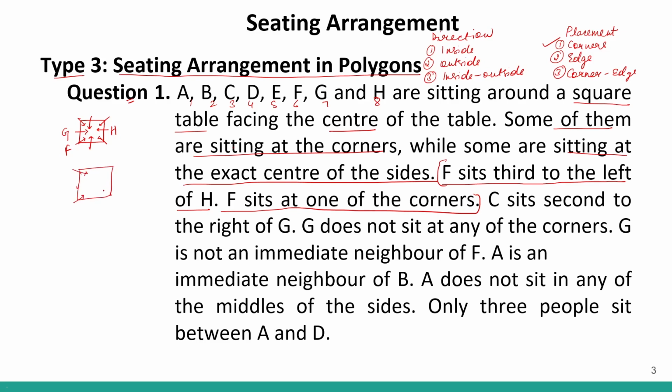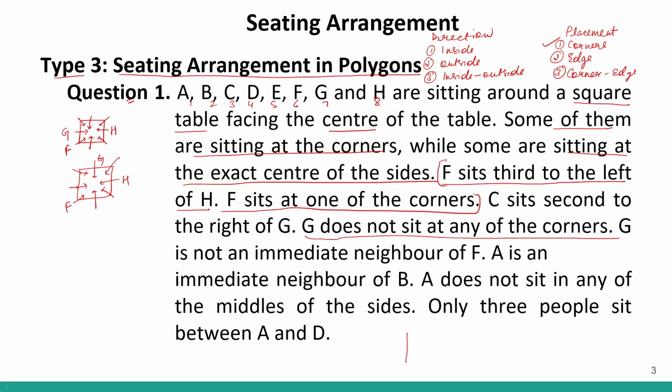Another possibility is, let's say there are 4 corners, right? And 4 middle people. So the other possibility is F is over here, H is over here, G can sit over here. This is also not a corner. G can sit over here, G can sit over here. Correct? Because it is given to us that G does not sit at any of the corners. Now, third possibility is one more possibility.